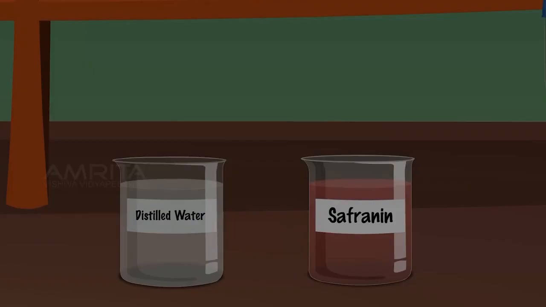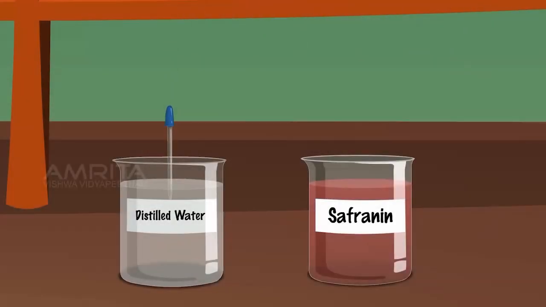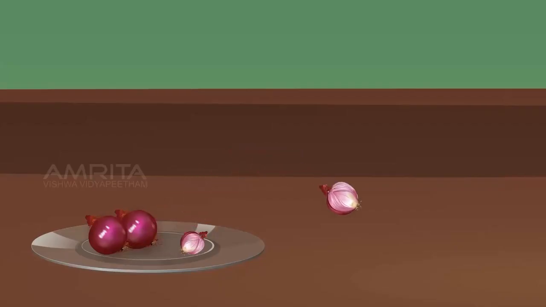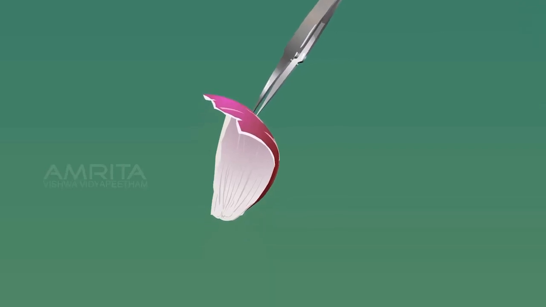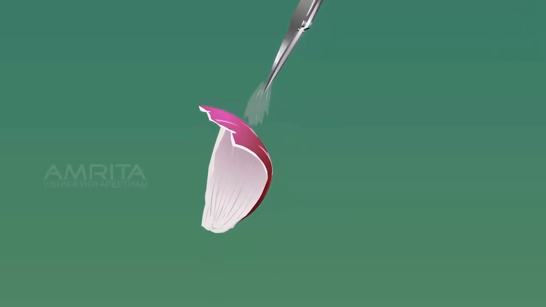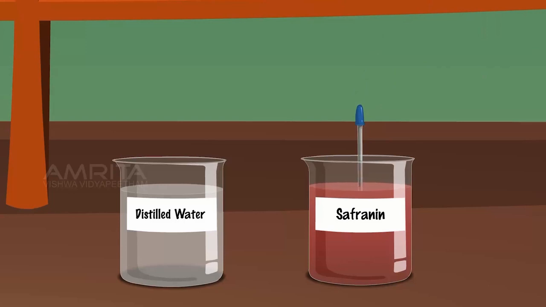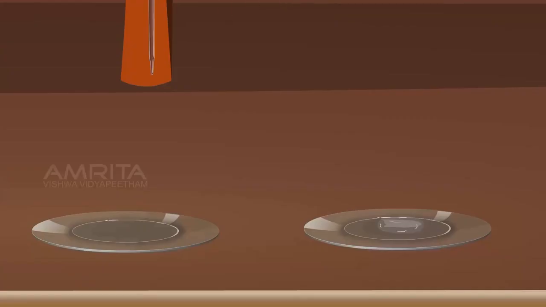Procedure. Take some distilled water using a dropper and put it in a watch glass. Take half a piece of onion and remove a leaf from the onion piece. Remove a piece of transparent onion peel with the forceps. Put the epidermis into the watch glass containing water. Take some saffron in solution using a dropper. Put a few drops of saffron in solution into another watch glass.